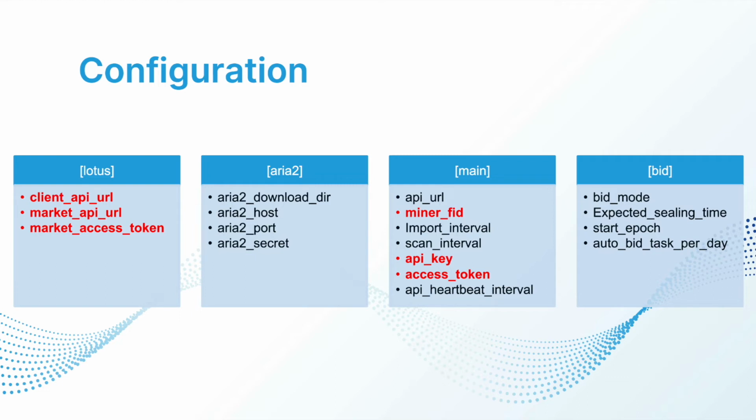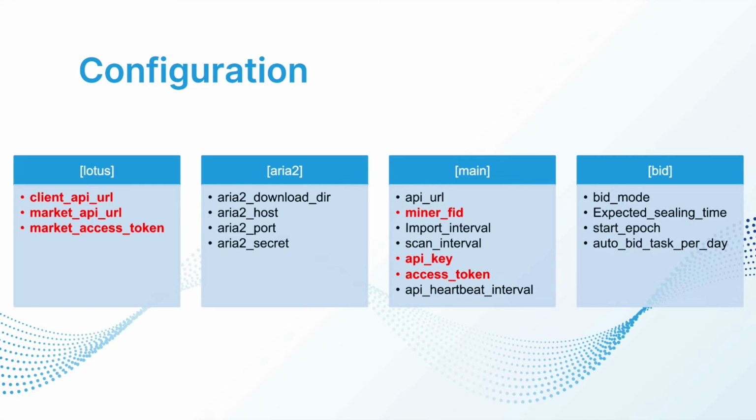The last section of configuration is the bid section. For the bid mode, 0 represents manual mode and 1 represents auto mode. For providers who are willing to take deals automatically, please enter 1 here to set up auto bid mode. We strongly recommend providers to set up auto bid mode here.